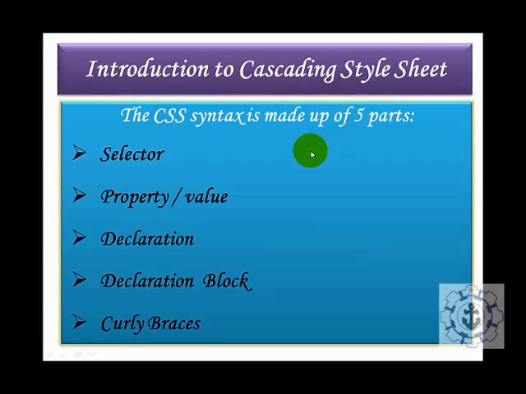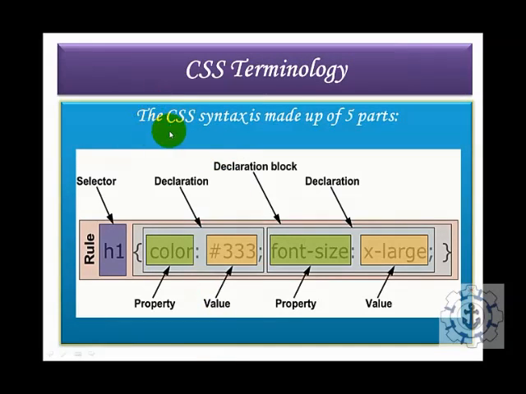So, introduction to cascading style sheets. CSS syntax is made up of 5 parts. Now we are entering into CSS. The CSS syntax is made up of 5 parts. What are they? Selector, property, value, declaration, declaration block, and curly braces. Once again, CSS syntax is made up of 5 parts, namely selector, property, value, declaration, declaration block, and curly braces, which we can see in the diagram.